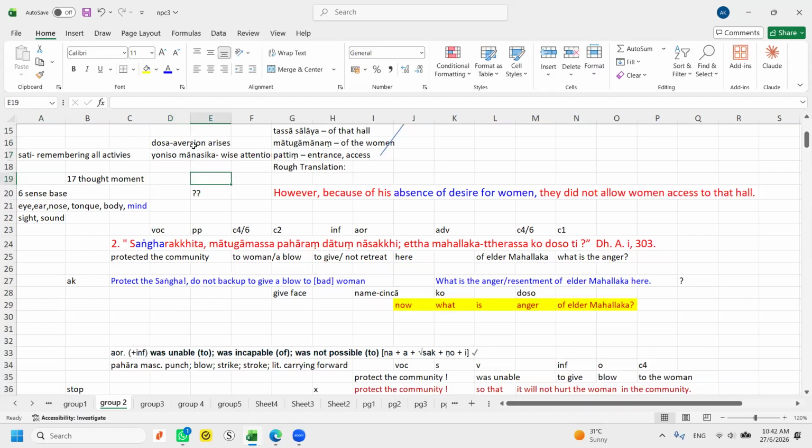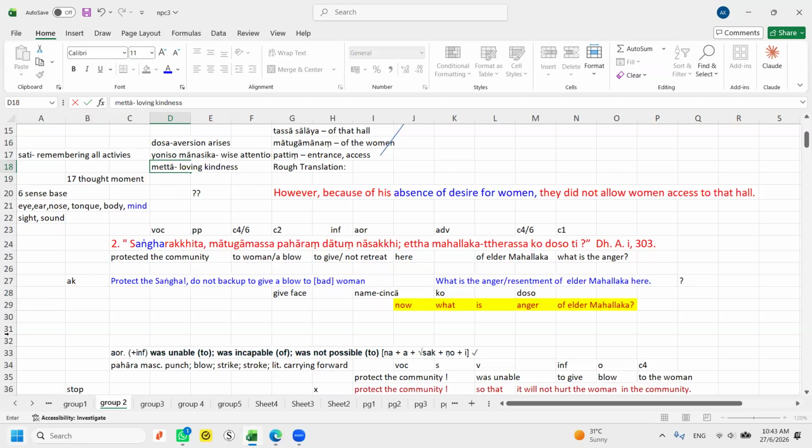Wise attention means that when there is dosa, you know what to apply. The wise attention in this particular case is metta. Metta is always the opposite of dosa. So that means you apply loving kindness to yourself, not to others, because you are the one who gets angry.